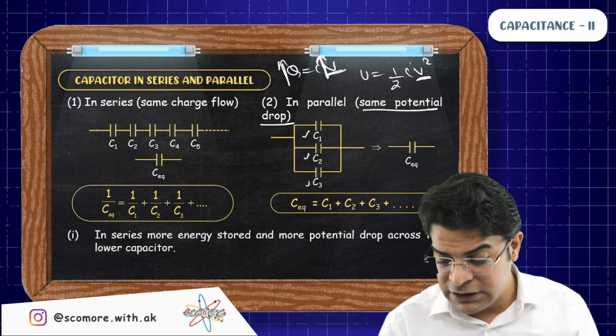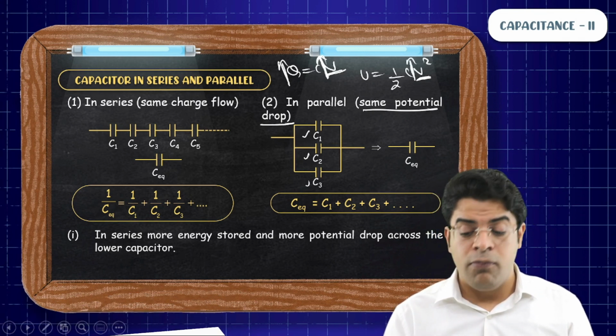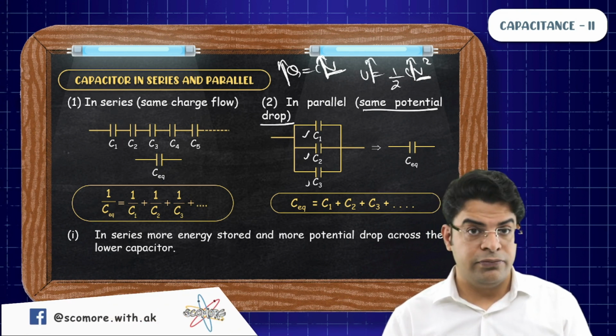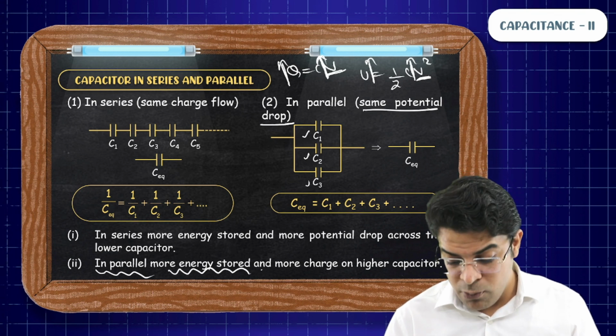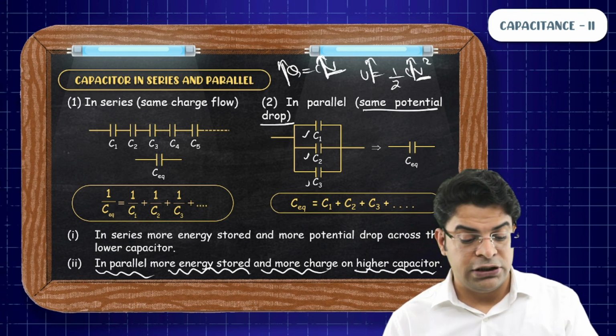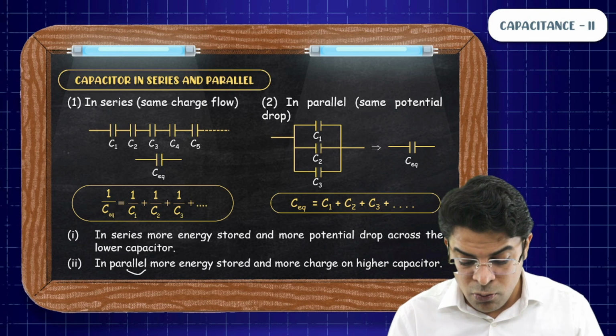So the one which has got more capacitance will have more energy stored inside it. So next point, in parallel, more energy stored and more charge on the higher capacitor. When connected in parallel, more energy stored.